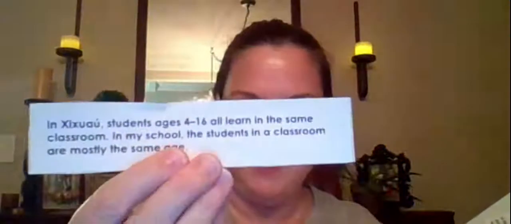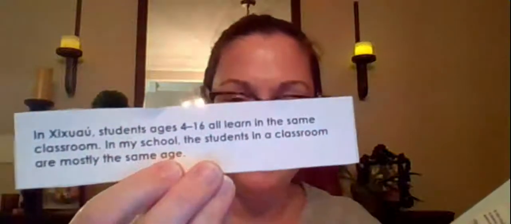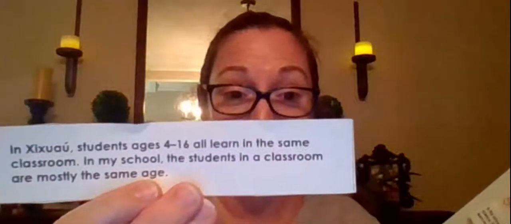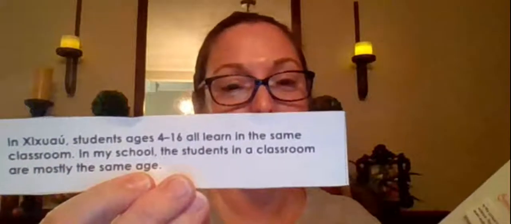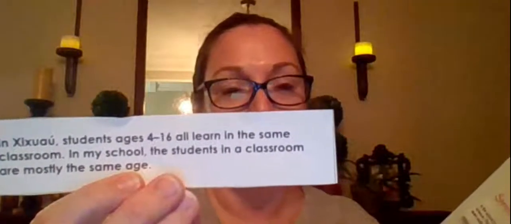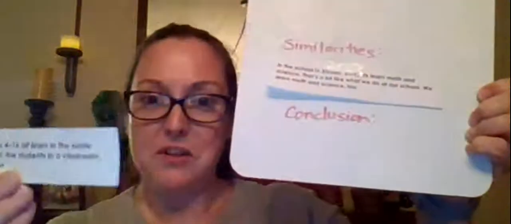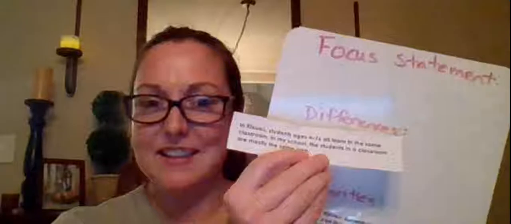Okay, here's another one. In Shishwao, students ages 4 to 16 all learn in the same classroom. In my school, the students in a classroom are mostly the same age. Okay. That's a detail about Shishwao schools, and it's different there than it is here. So that's going to go under differences. Right.